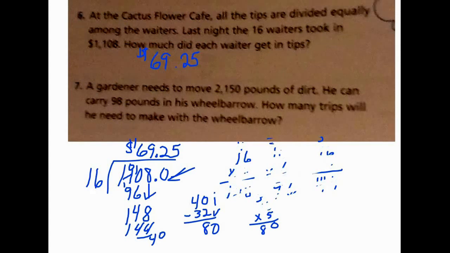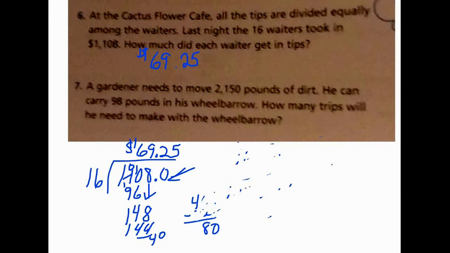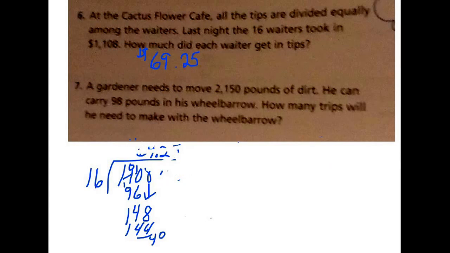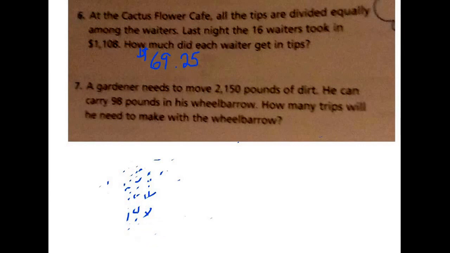The next problem says a gardener needs to move 2,150 pounds of dirt. He can carry 98 pounds in his wheelbarrow. How many trips will he need to make with the wheelbarrow? Now, here's one with the remainder on this problem. If he has some left over, even though it's not full, he'll still have to make an extra trip. So the remainder is going to factor into my answer because he has to move all the dirt.